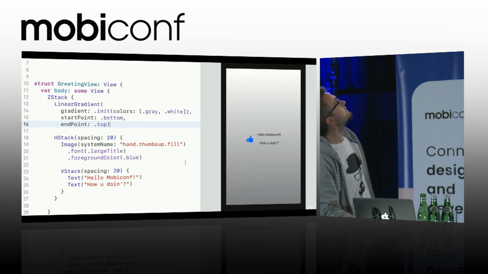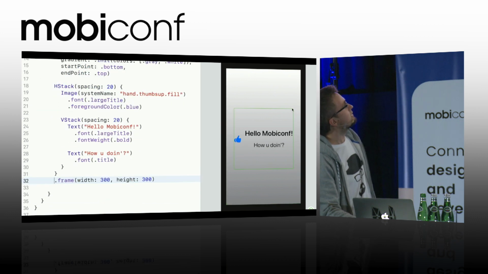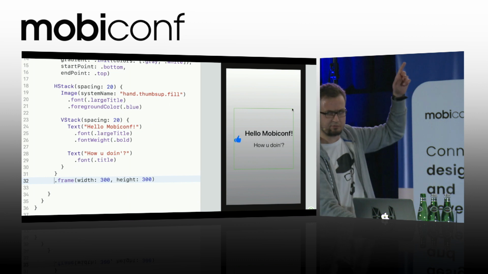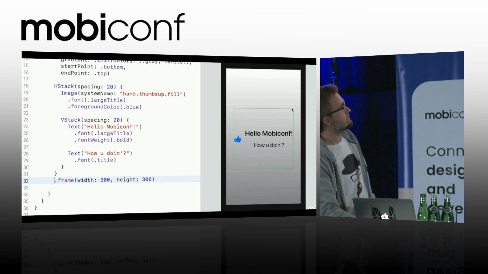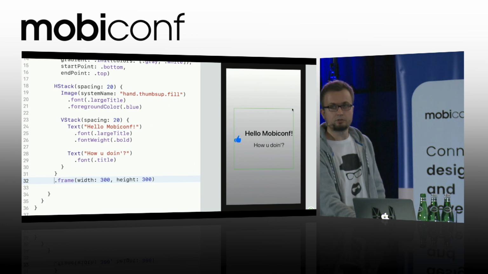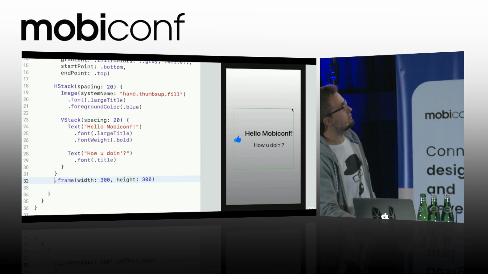Cool. Now I want to set a fixed frame on this. And I do this by applying the frame view modifier. Those properties in SwiftUI are called view modifiers. We'll see later how to create reusable view modifiers in order not to write this code over and over again if you want to reuse them.